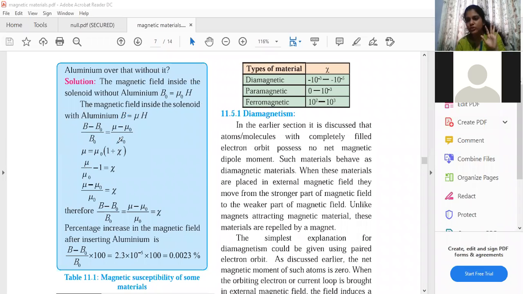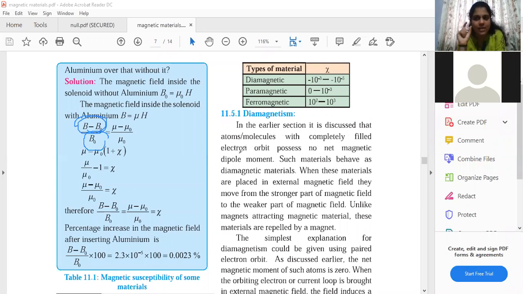So what we are supposed to do is find the increase in percentage. We are supposed to find the ratio of the percentage of magnetic field after keeping the aluminium to before keeping the aluminium. So before keeping the aluminium, the magnetic field is B naught. And after keeping the aluminium, what they have done is B minus B naught.